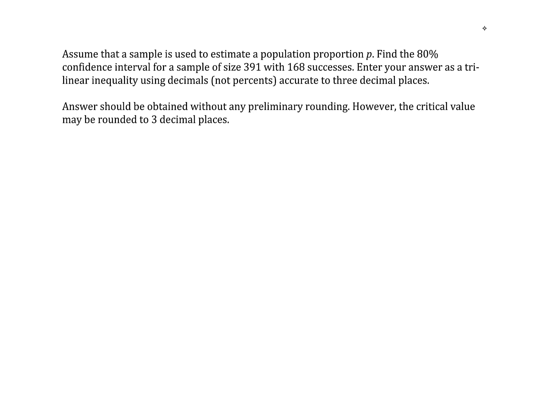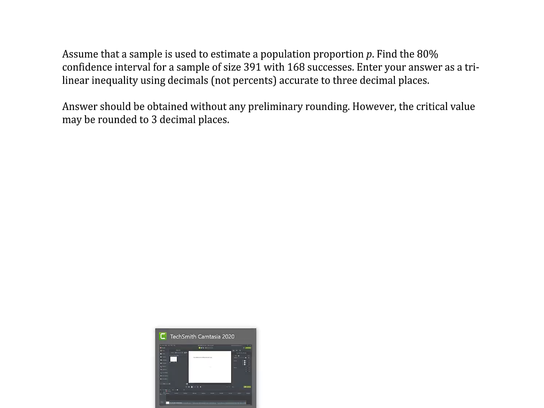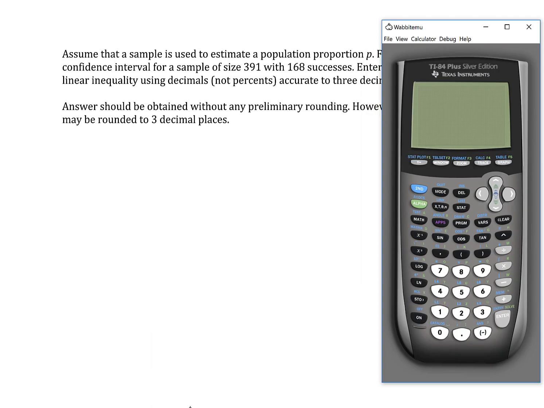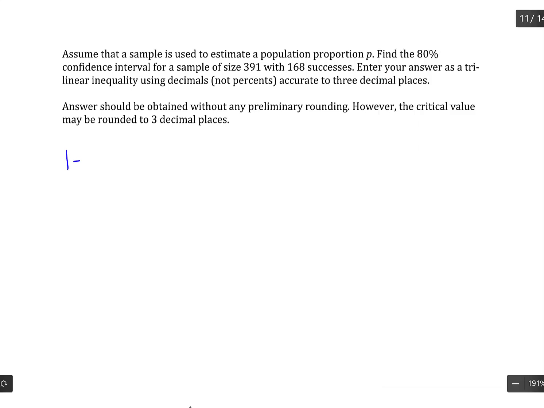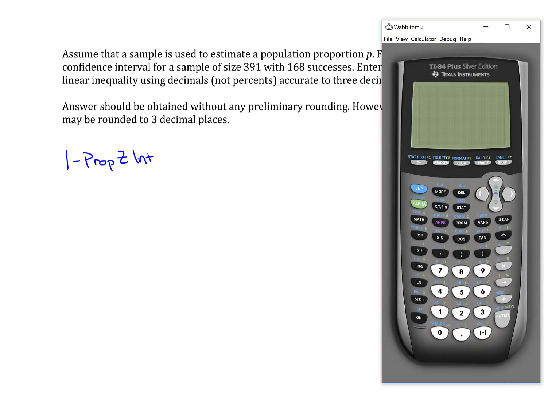Okay, so to work this out, the first option we have is to use the calculator exclusively. And the calculator has some very nice functions to do confidence intervals for us. In this case, we would be using the function 1-PropZInt. And 1-PropZInt will come up with a confidence interval. That's what the int means.